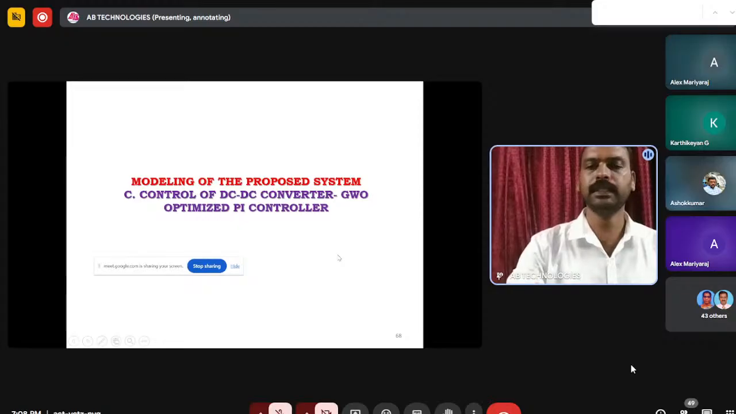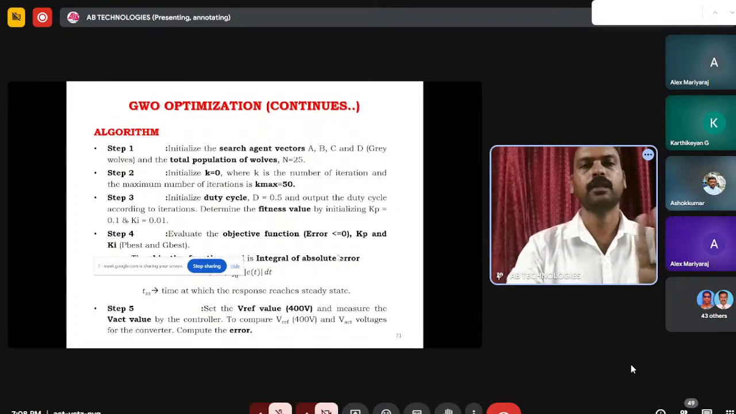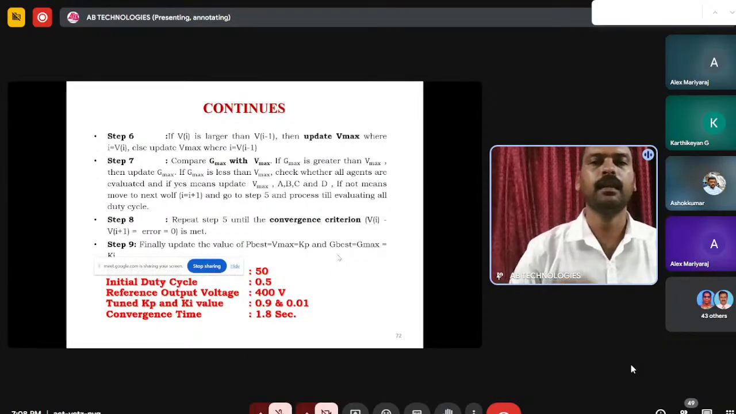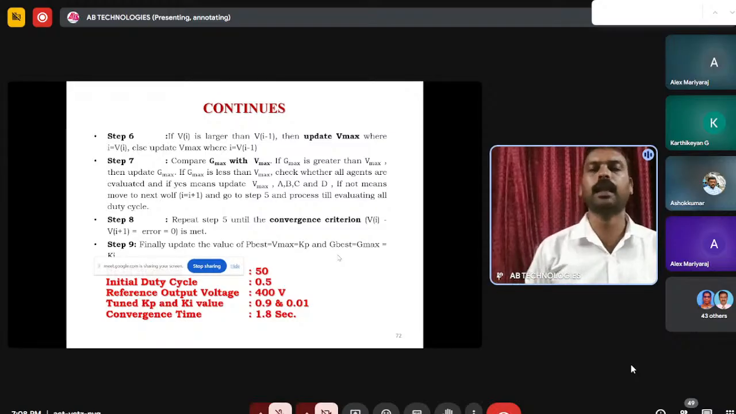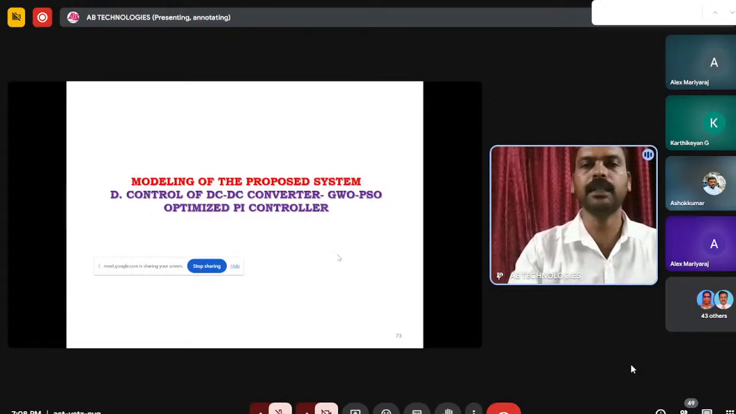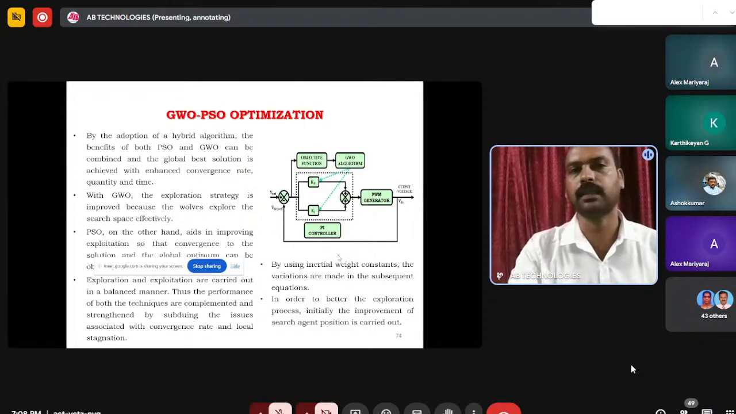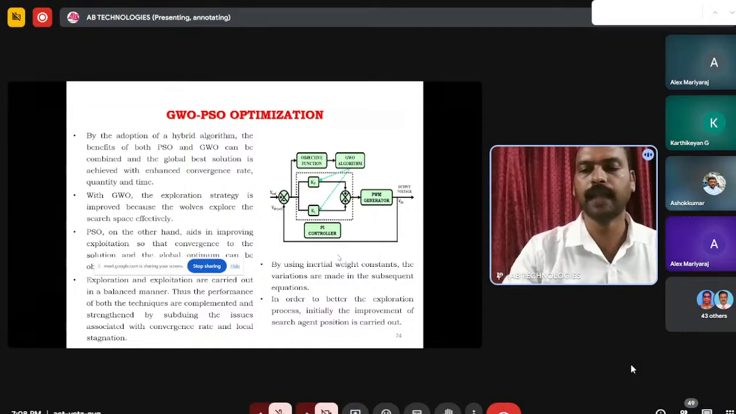So next one is the GW algorithm. Same algorithm, only the objective function will change. Here in the GW algorithm, we get a reduced second-order underdamping problem, but the convergence time is slightly high compared to PSO. So if we combine these two, you will get a hybrid algorithm. In this work, I have combined the two optimizations: GW for the best result, PSO for reducing the convergence time.